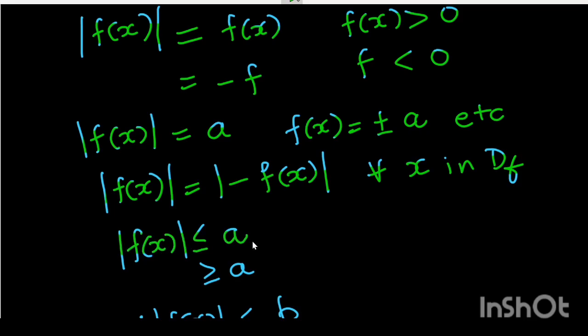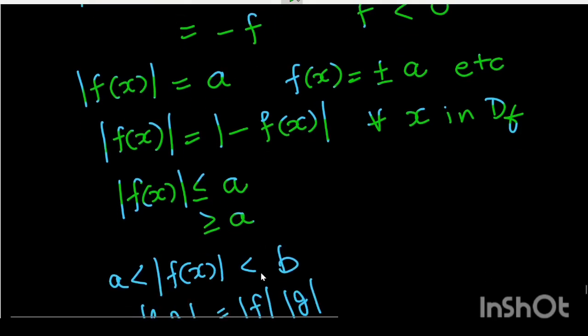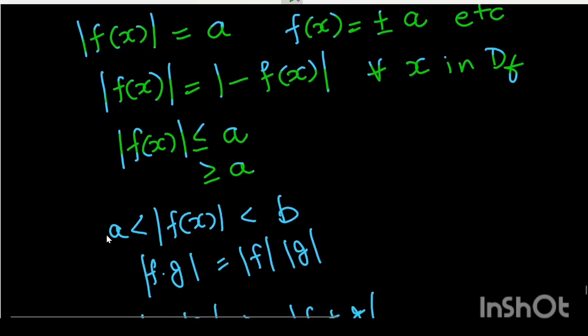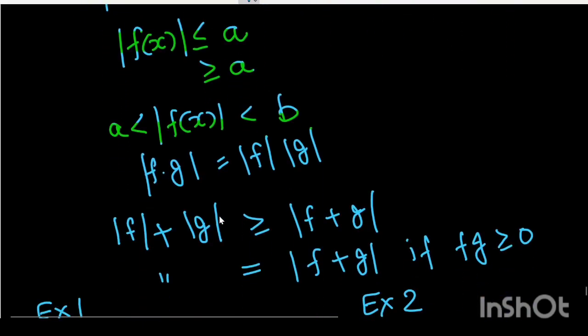Then we saw inequalities: mod f(x) less than or equal to a, which gives minus a to a, and greater than or equal to a, which gives f(x) greater than or equal to a or less than or equal to minus a. Again we saw these inequalities also, where mod f(x) was between a and b, and the result was a to b or minus b to minus a.